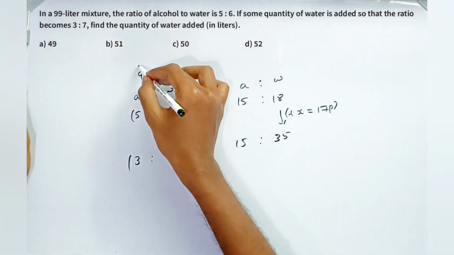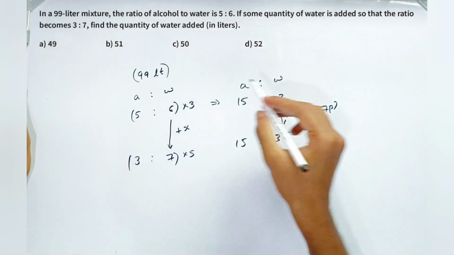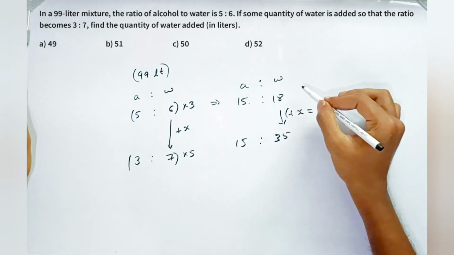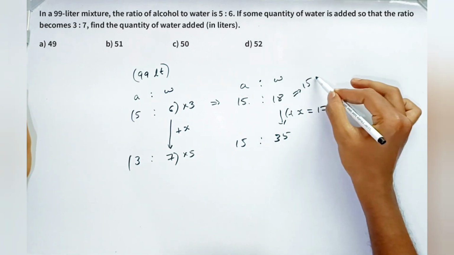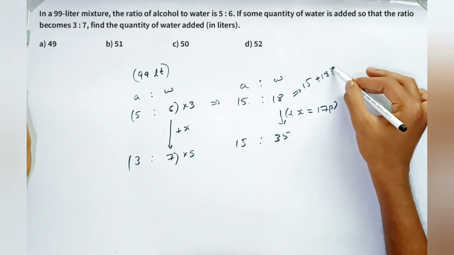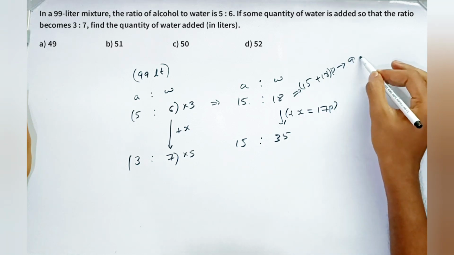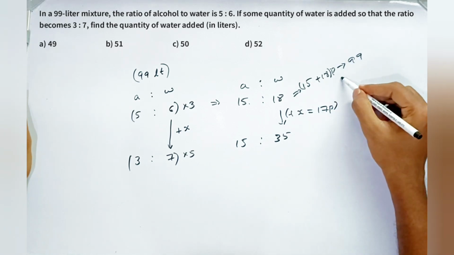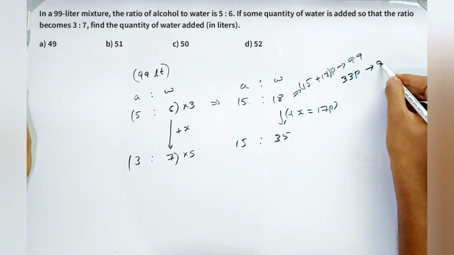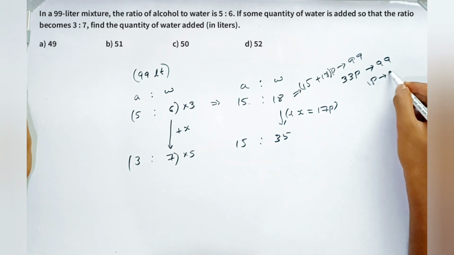Okay, and it is given that there is a total of 99 liters. So what is 99 liters? Alcohol plus water is 99 liters, right? So 15 plus 18 parts is equal to 99 actually. 15 plus 18 is 33. 33 parts is equal to 99, and from this we can get 1 part is equal to 3.